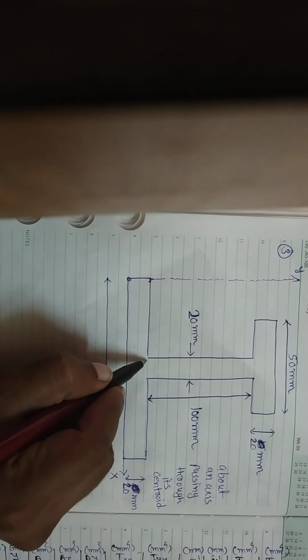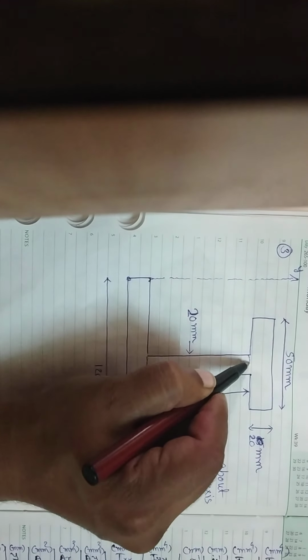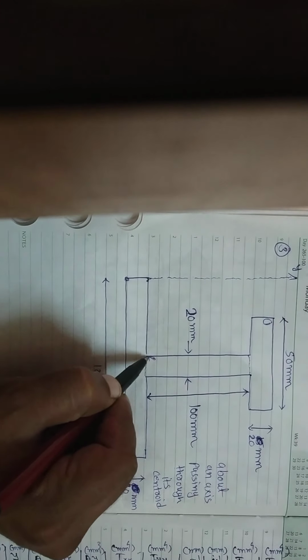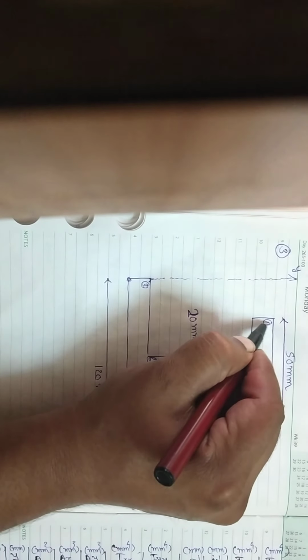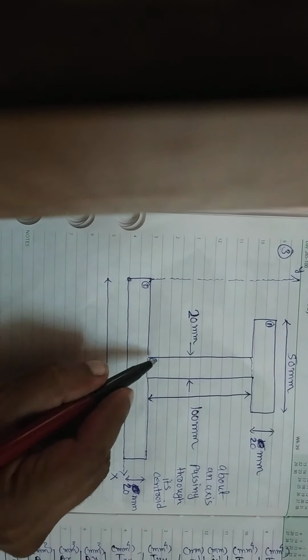We are going to discretize this entire shape into basic known shapes. I am marking an imaginary dash line here. So we can discretize this section into three parts: first, second, and this one is the third. This one is the first section, as you can see properly. This one is the first, this one is the second, and this one is the third, right?